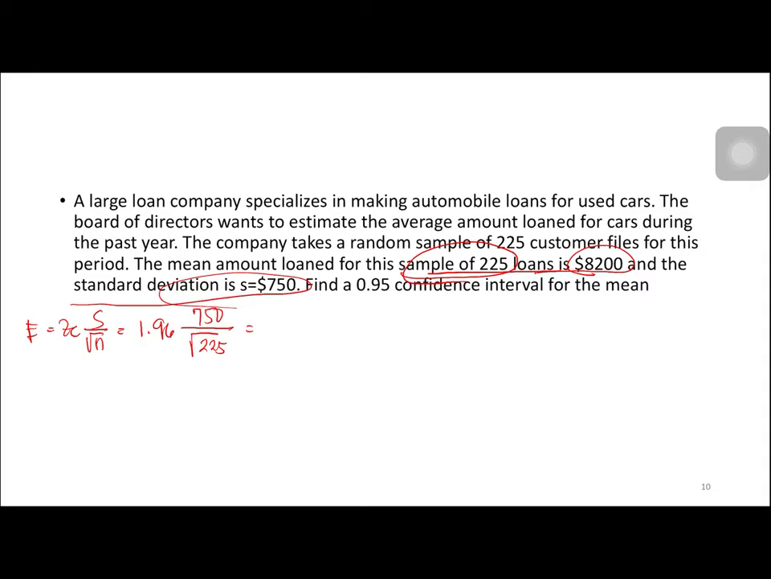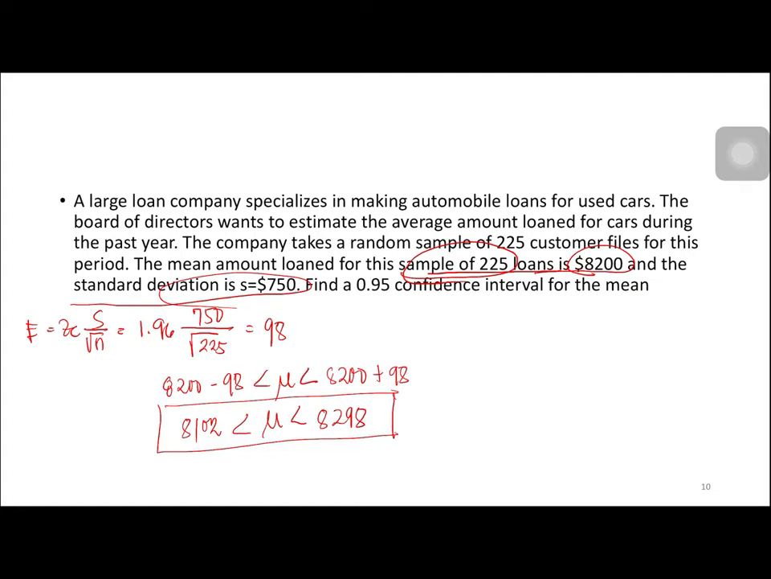98. Okay? So for our interval, we have there 8,200 minus 98 is less than mu is less than 8,200 plus 98. So this one is 8,102 is less than mu is less than 8,298. So this is our 95% confidence interval for the mean.